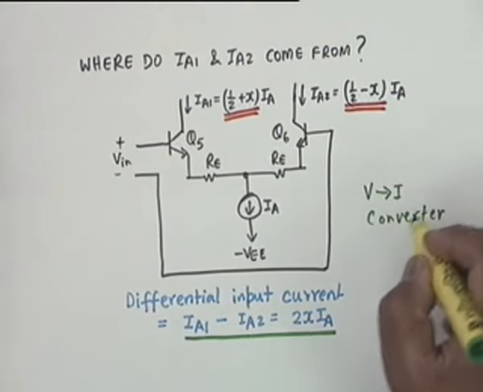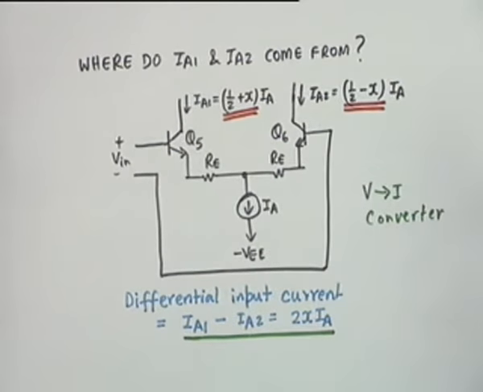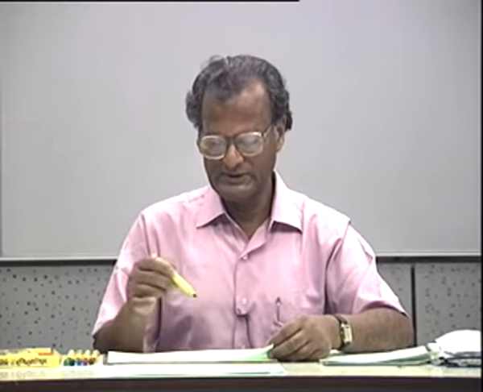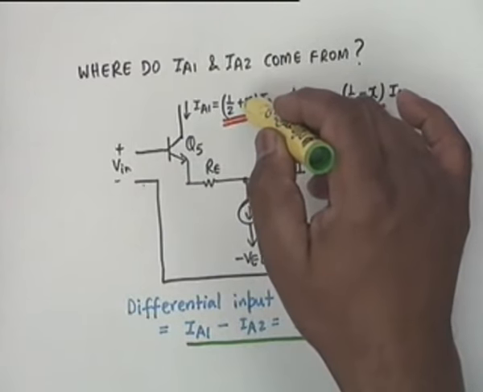And as I said, this is a voltage to current converter. Gilbert cell essentially is a current amplifier, current to current, and since our obsession is with voltage amplification or voltage signal processing, we have a voltage to current converter at the input. The input is applied between the two bases, and that is what causes an unbalancing of the two currents, plus X and minus X.